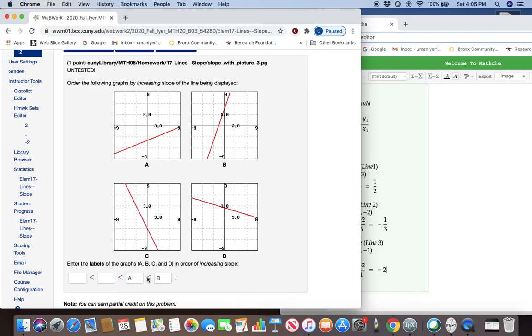All right. So I took care of the positive slopes. These are negative slopes. Notice this is far steeper than this. So this is a much lower slope on the negative side than this. So this is far steeper. So that's C. And then you have D.